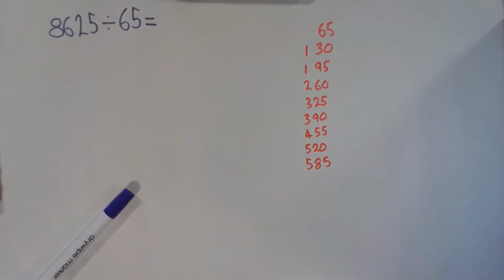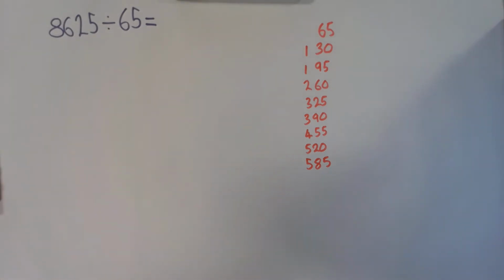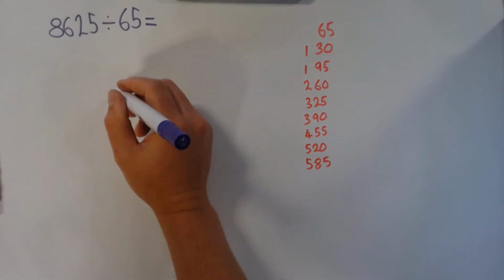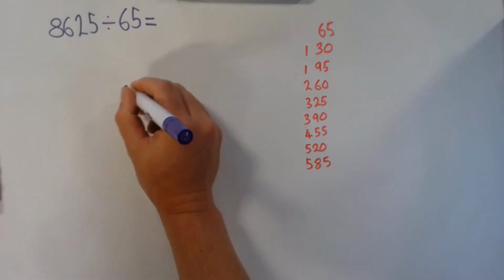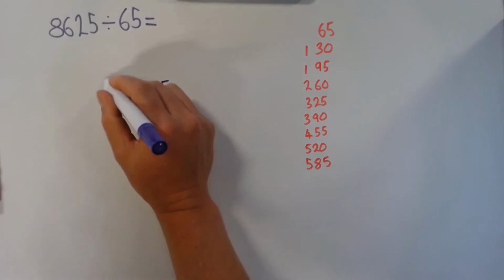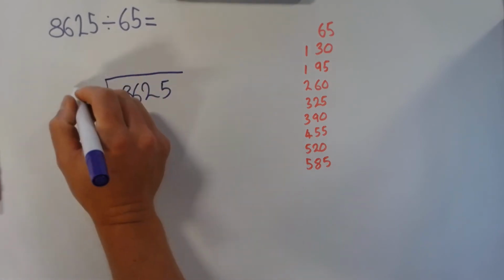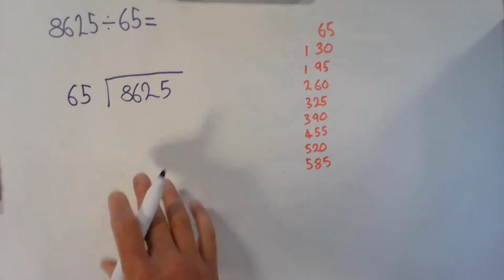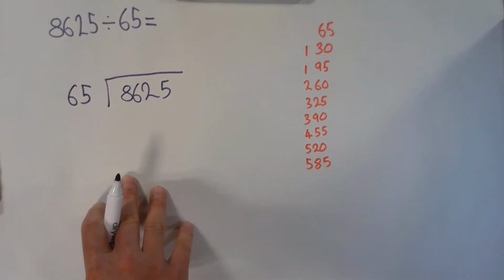Now I have that, I've got everything that I need to be able to solve this equation. This is my calculation, this is my problem that I'm faced with, and now I need to put it into my method. I'm going to have my 8,625. I'm going to pop that into my division method. Now I need to work through it.